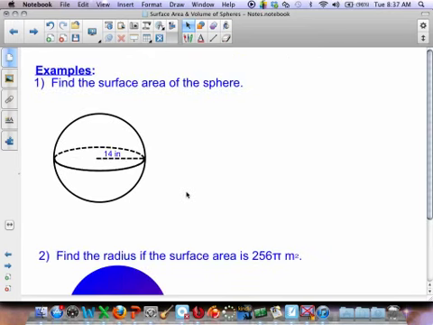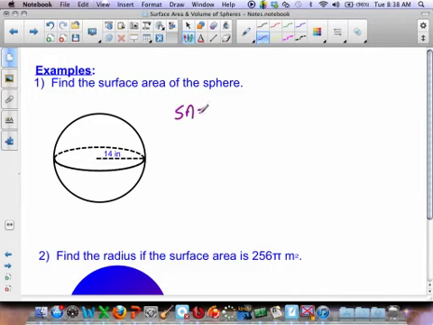So silly number 1. What are you asked to do on number 1? Find the surface area. What's the formula for surface area? 4 pi r squared. Volume, or sorry, surface area. 4 pi r squared. Yeah, 4 pi.